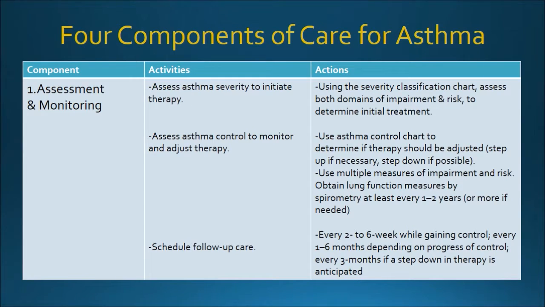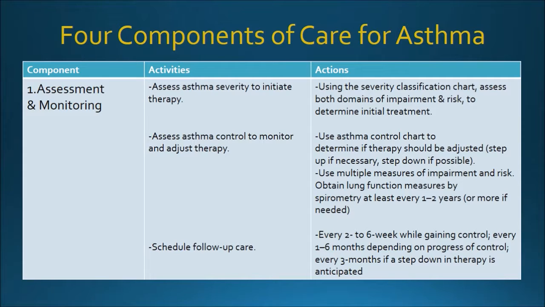There are 4 components to caring for a patient with asthma, so we're going to go through those now. The first component of care for asthma is assessment and monitoring. To do that, we're going to assess asthma severity to initiate the therapy by using a severity classification chart and assess both domains of impairment and risk to determine initial treatment.